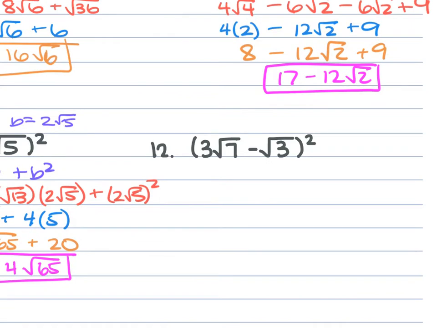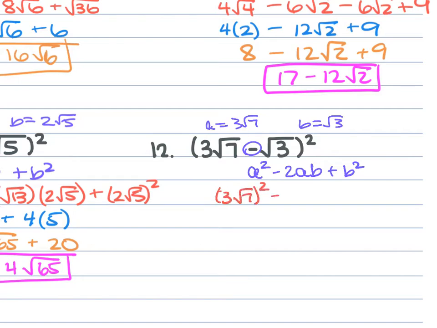For 12, again, we have that subtraction. So we're going to use a squared minus 2ab plus b squared. Our a is the 3 square root 7. Our b is the square root of 3. So this is giving us 3 square root 7 squared minus 2 times 3 square root 7 times the square root of 3 plus the square root of 3 squared.